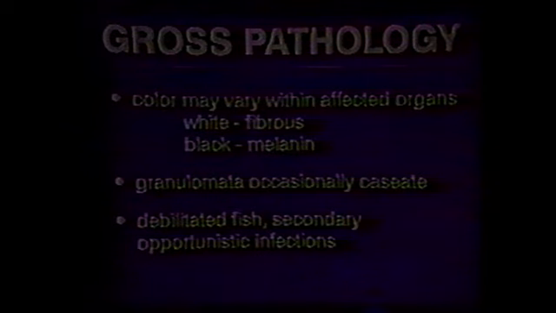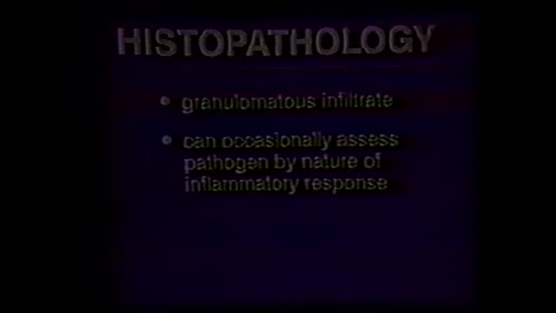This is typically associated with certain digenetic trematodes that infect the skeletal musculature of fish and give rise to a disease known as black spot disease. Typically, they can caseate, and it's not unusual for these fish to be debilitated and acquire secondary opportunistic infections.